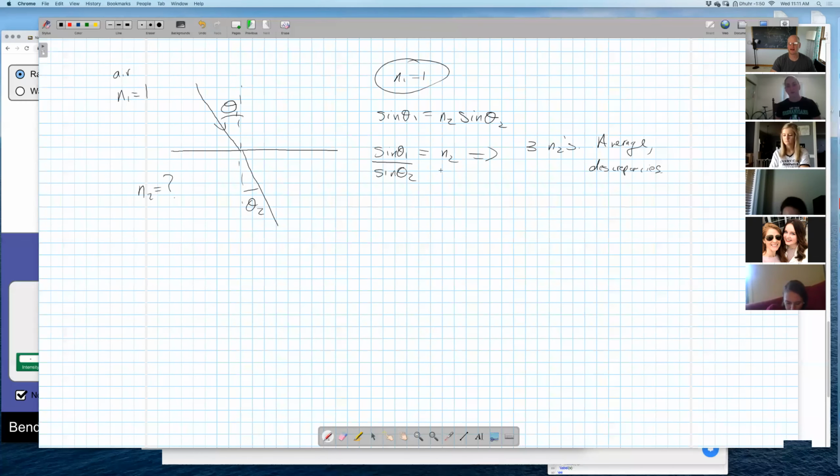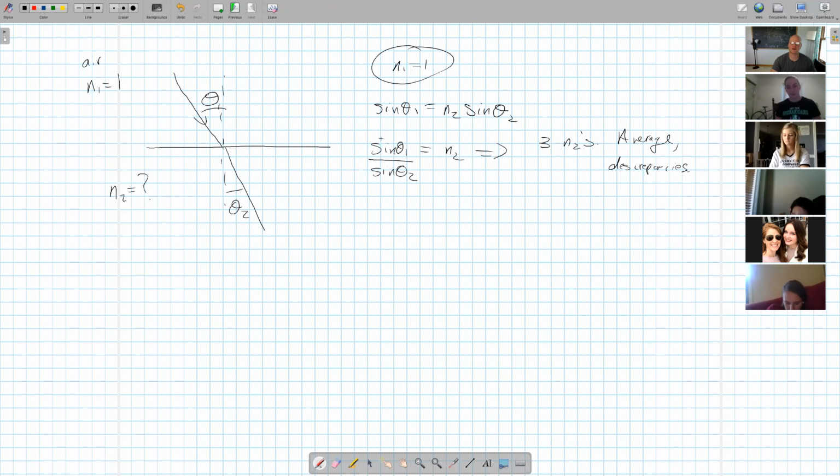Again, I'm going to calculate n2 by taking the ratio of the sines of the incident angle to the refracted angle. Again, come up with 3 different n2 values and take an average. For this part, though, we can't do a discrepancy because we don't know what it is. Right. So for mystery A, no discrepancies.